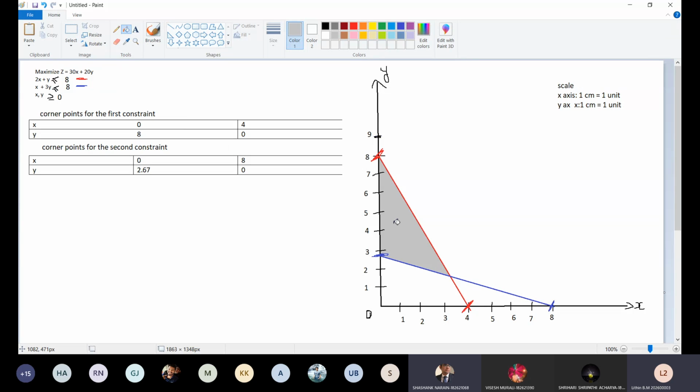I'm just explaining why we cannot take this region. Did you understand? Here we are satisfying only one constraint. So this is not the region. We are satisfying only one constraint, right?